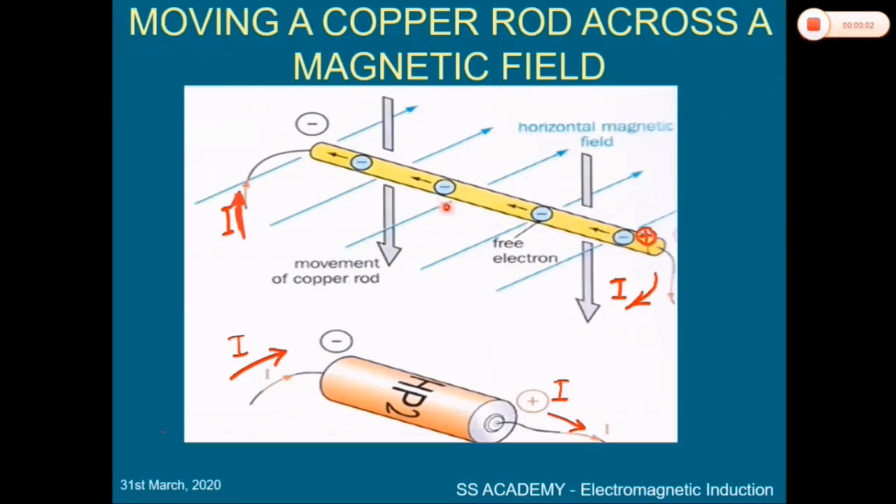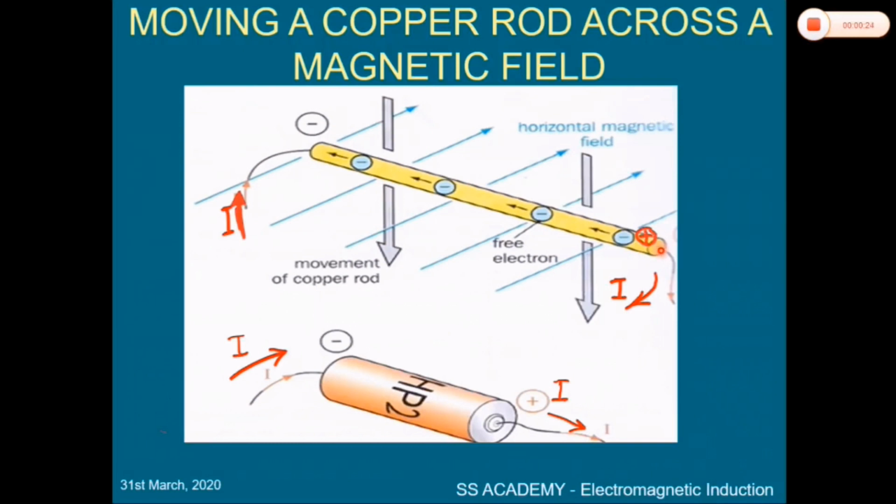Now just look at the magnified view of the rod and the magnetic field. When the rod is moved downward, what happens? Electrons travel along this rod. These are free electrons, right? And this end will become negatively charged due to accumulation of negative charge or electrons. And the other end will become positive charge due to loss of electrons.